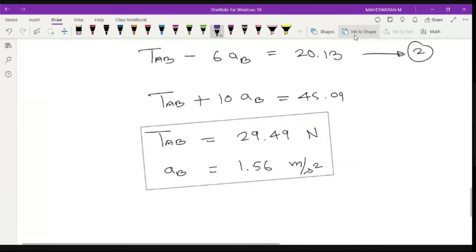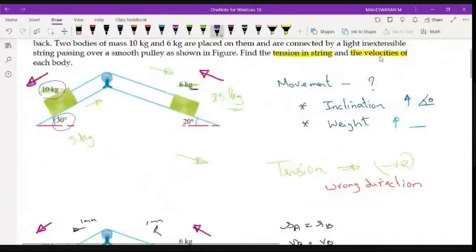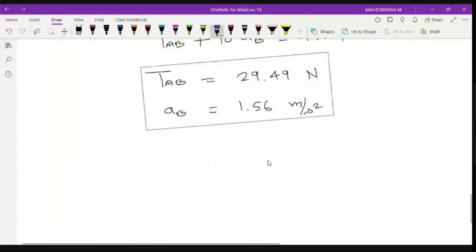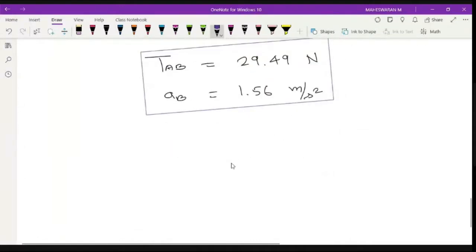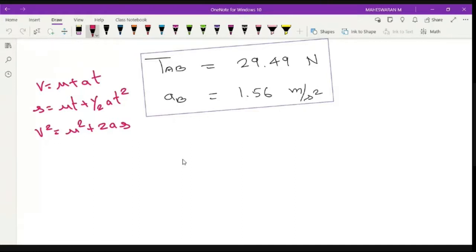Still, we are not completed. The question asked us to identify velocity. Tension we identified, but velocity. So we have identified only your acceleration. So what I can do, I can use a formula. Which one can we use for this particular problem? They need velocity. So velocity will differ, right?